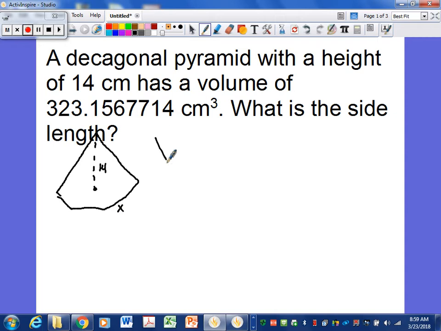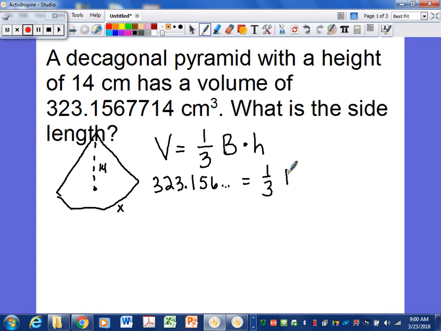Okay, so we start with our formula for volume of a pyramid: 1/3 the area of the base times the height. So that's the volume formula for any pyramid. So we know the volume is 323, point all these decimals, equals 1/3 the area of the base times 14. So we have to determine, how are we going to find the area of the base? Which formula are we going to use?